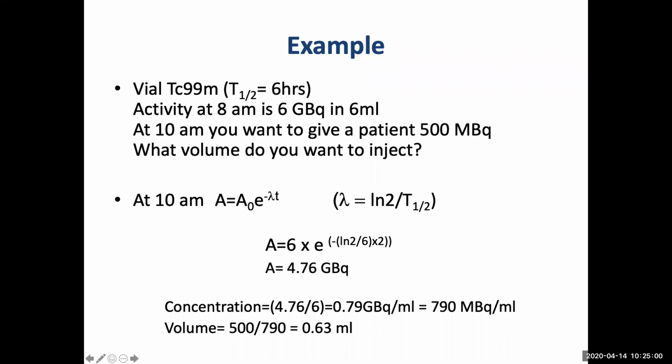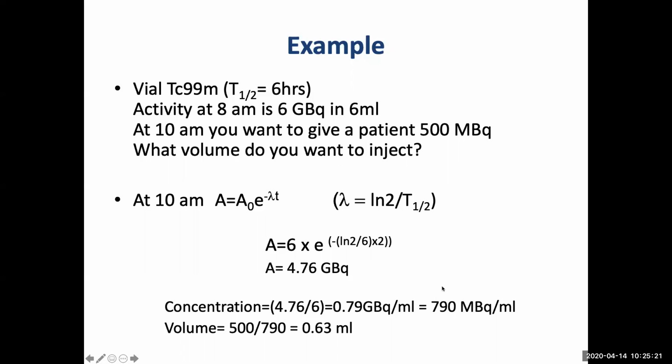So at 10 o'clock, the activity from 6 became 4.76. Now concentration: we have 4.76 in 6 ml. So in each ml, we divide this by 6, and we get 790 megabecquerel in each ml.